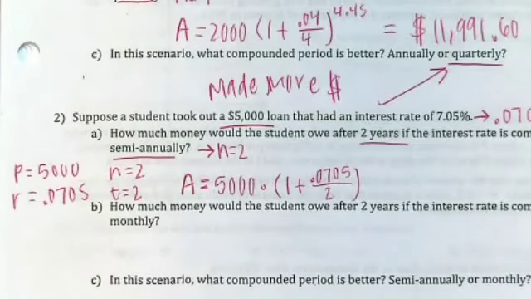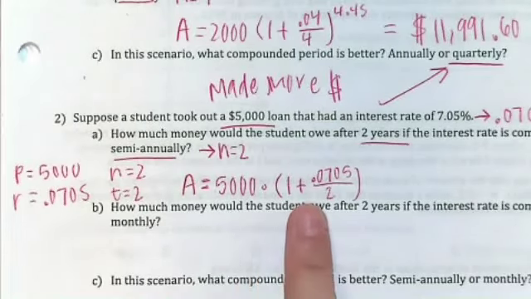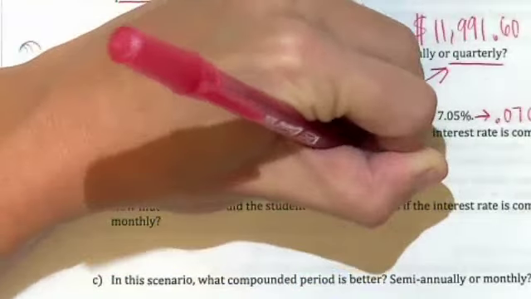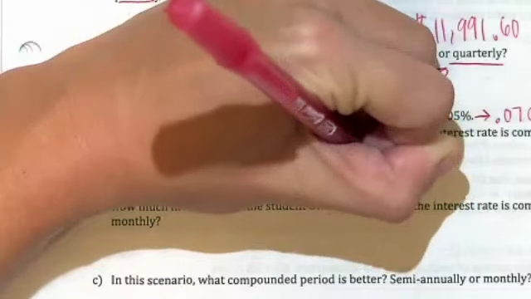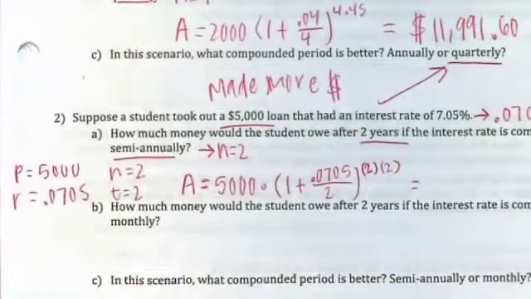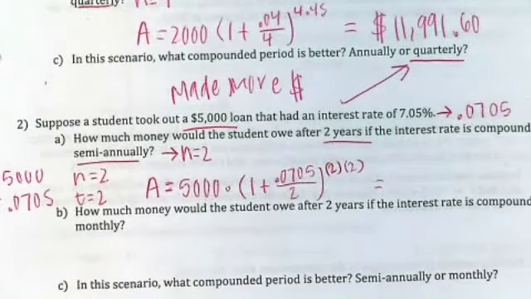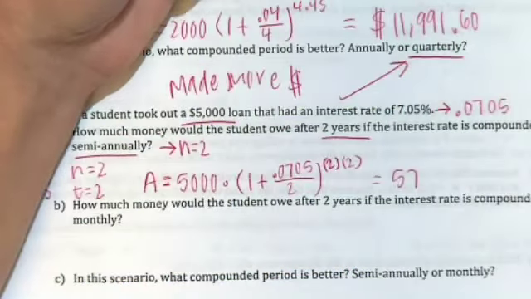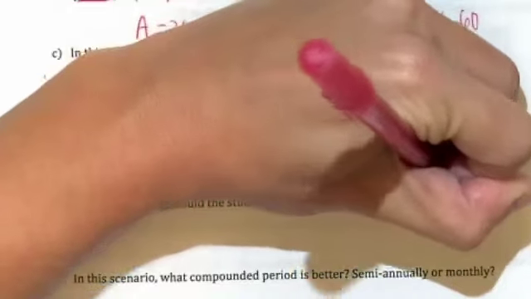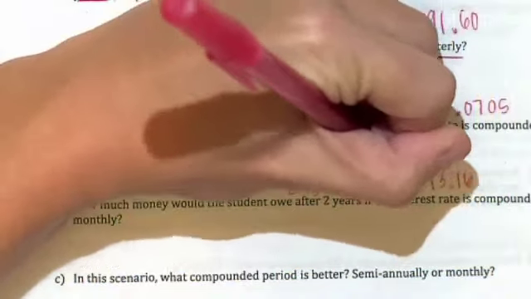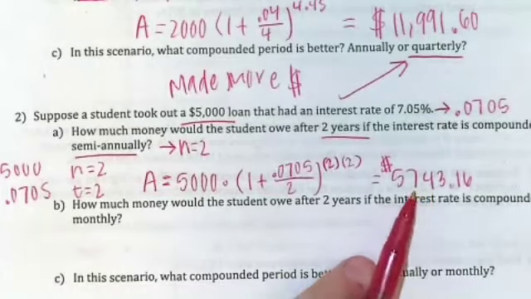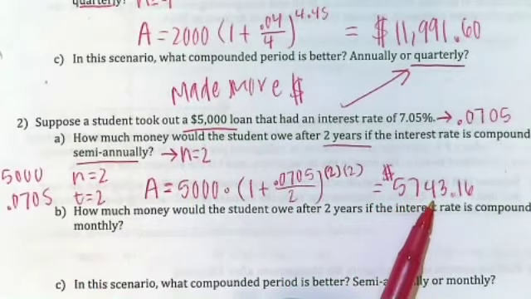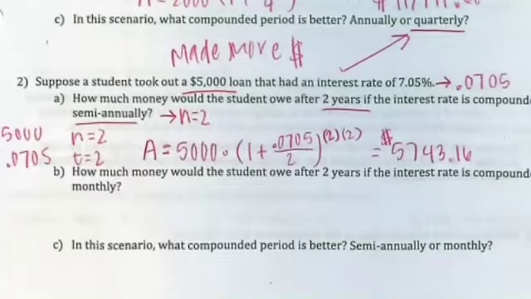Okay, so I do 5,000 times 1 plus the rate divided by n, to the n times year. Again, I'm going to put this in my calculator just like I did earlier, and I will get about $5,743.16. So now I owe $700 more than I was loaned. So again, just be really careful about loans.